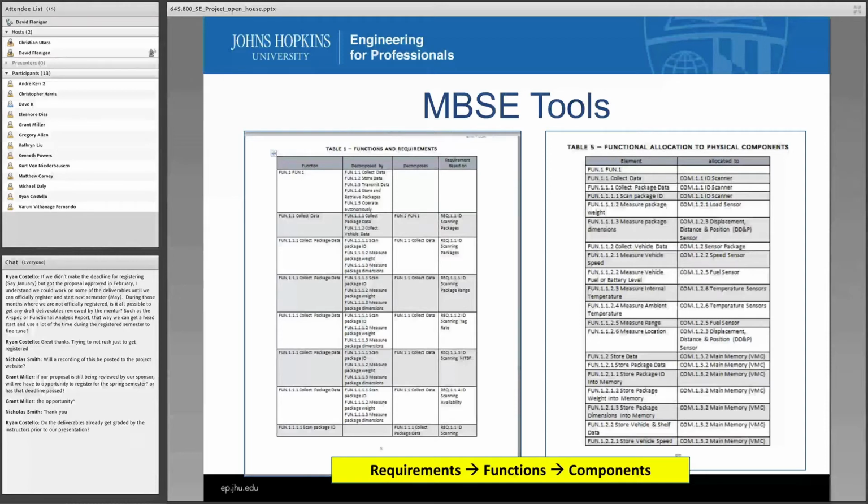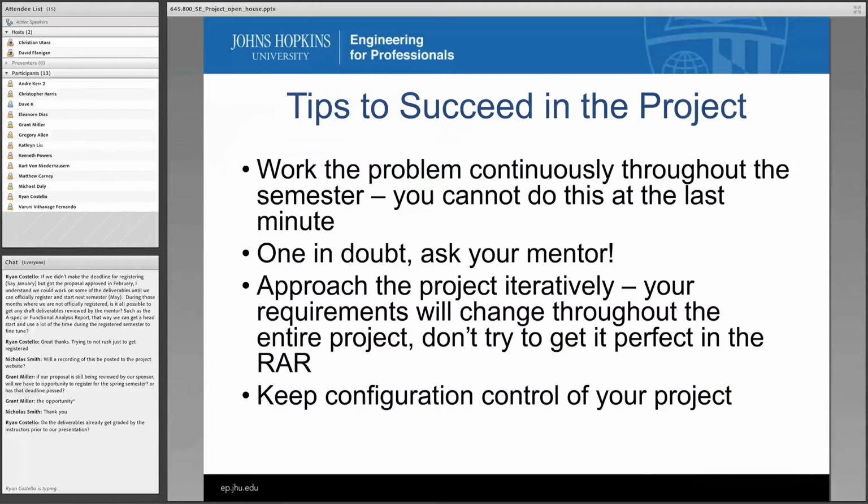CJ and I have also seen that folks who try to jam it all in the last week, pull an all-nighter for a week, it does not work. Absolutely not. It does not work to get an A. Even if it does work, don't. This is a marathon, not a sprint. Again, it's a little different from previous courses, but good question, Ryan.